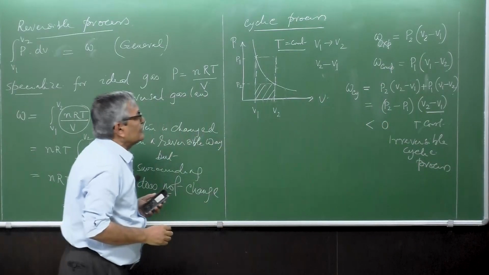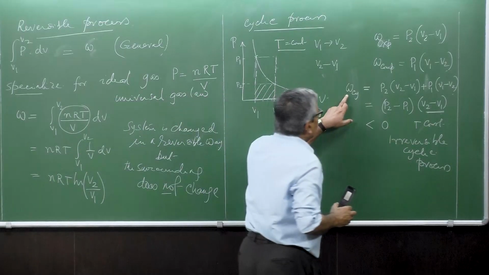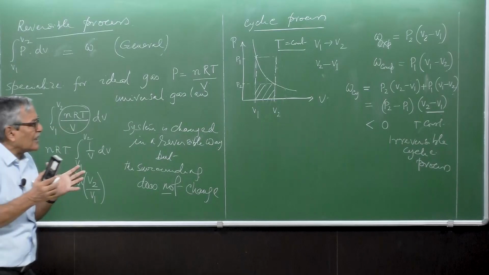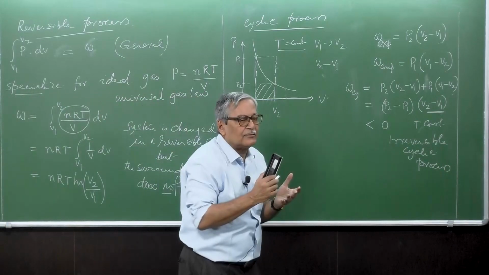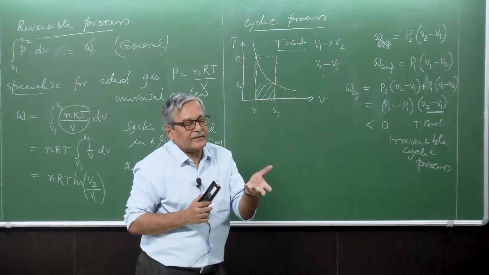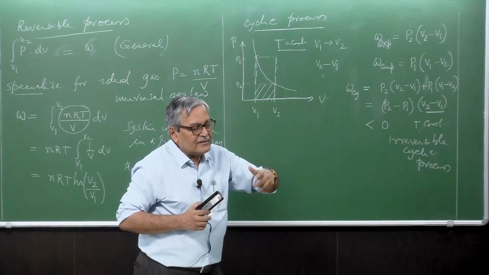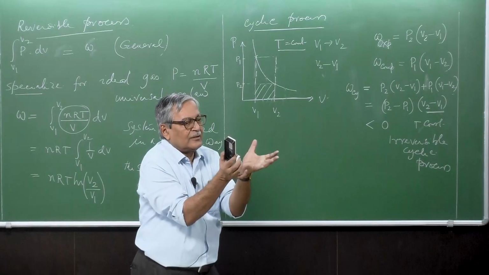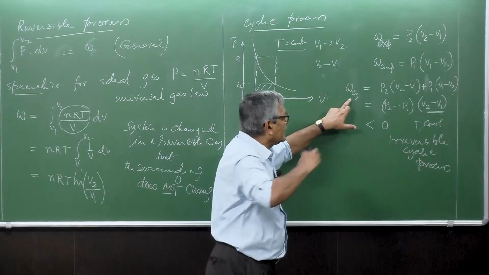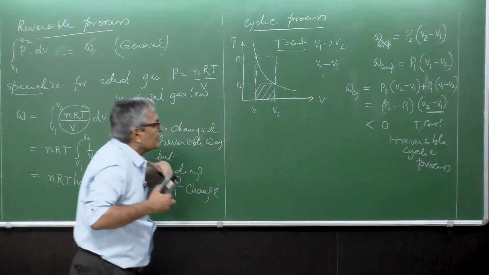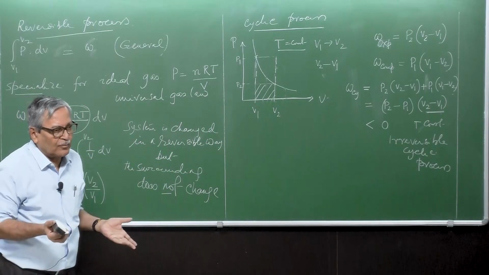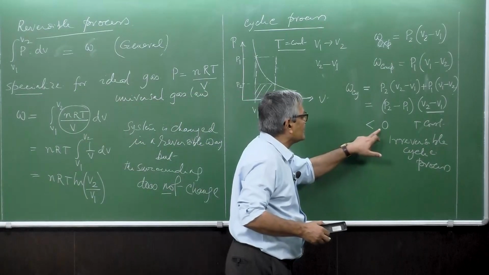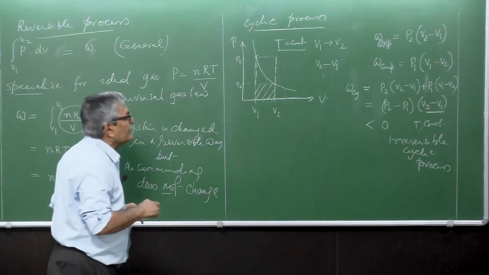So for the irreversible cyclic process, we see that the system has returned to the initial state. That means the total internal energy has not changed. The system remains in the same position. So the initial characteristics we have recovered, but in the entire process, the system has not done anything more than that; you have done more work on the system. That's why W cycle is ultimately negative.